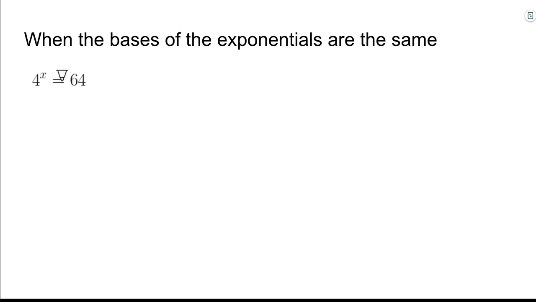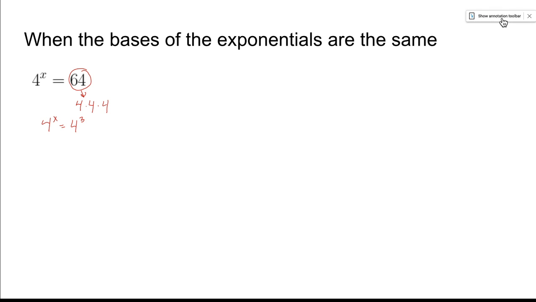In this first one, when the bases of the exponential function are the same, then because exponential functions are one-to-one, the exponents also have to be the same. For each input, there's only one output. These don't seem to be the same, but you have to recognize that 64 can be rewritten as 4 times 4, which is 16, times 4 more. 16 times 4 gives us 64. So we can rewrite this equation as 4^x equals 4 to the third power.